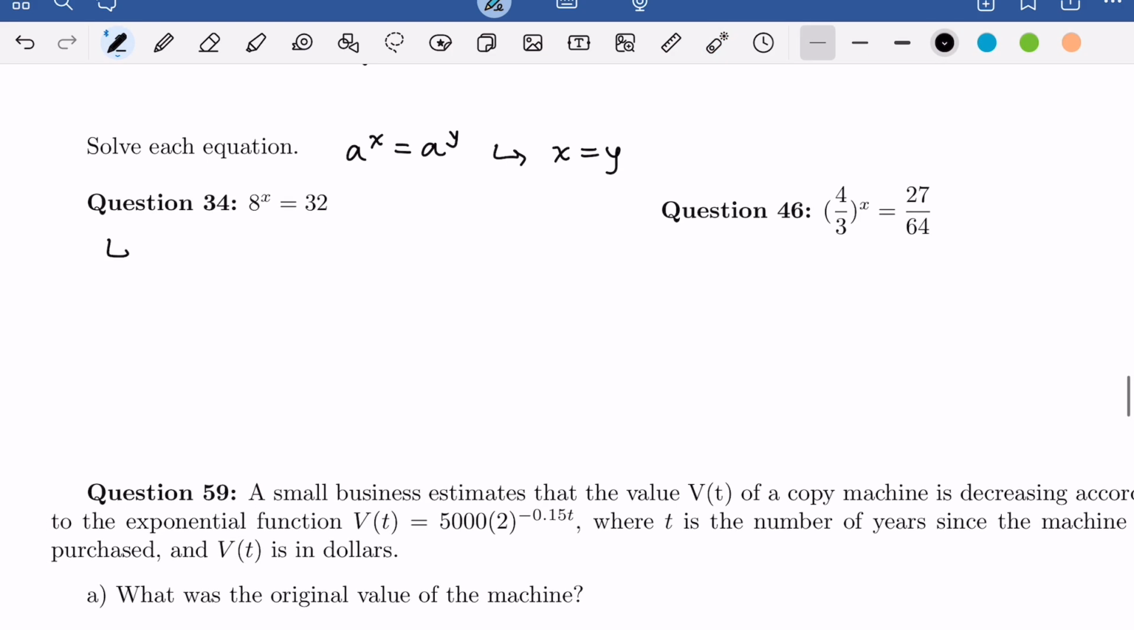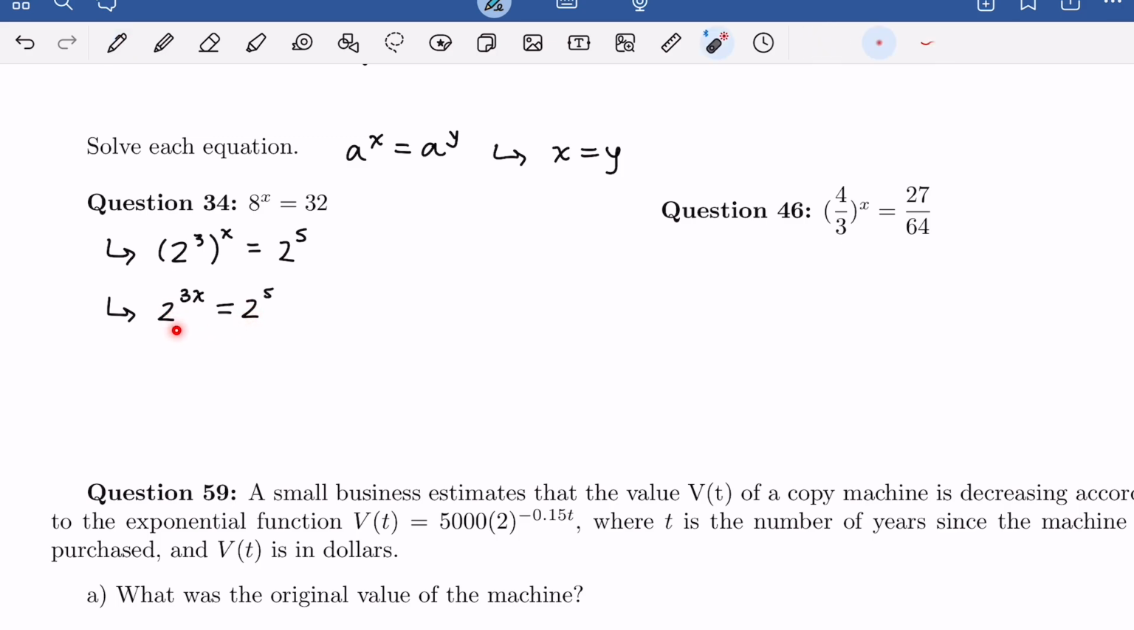So for question 34, what we're going to want to do is try to get the same base. So we know that 8 can be written as 2 cubed. So we're going to have this on the left-hand side of our equation. And the reason why we picked 2 is because 32 can also be written with the same base here. So 2 to the 5th power. So using our exponent rules, this is going to be the same thing as 2 to the 3x power on the left-hand side, and then we have 2 to the 5th power.